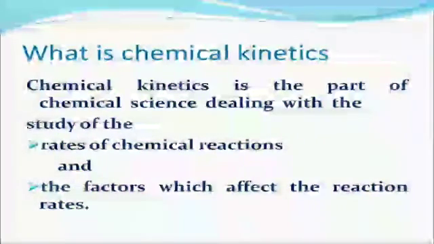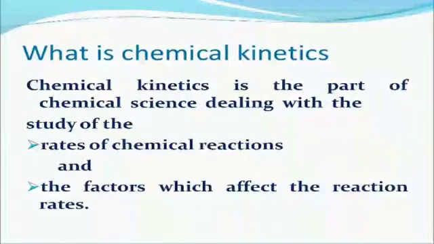Let us start our topic, that is chemical kinetics. So what is chemical kinetics? Chemical kinetics is the branch of physical chemistry which deals with the rate of reactions, and this is known as chemical kinetics. The study of chemical kinetics includes the rate of a reaction and rate laws. Next, the factors that influence the rate of a reaction.